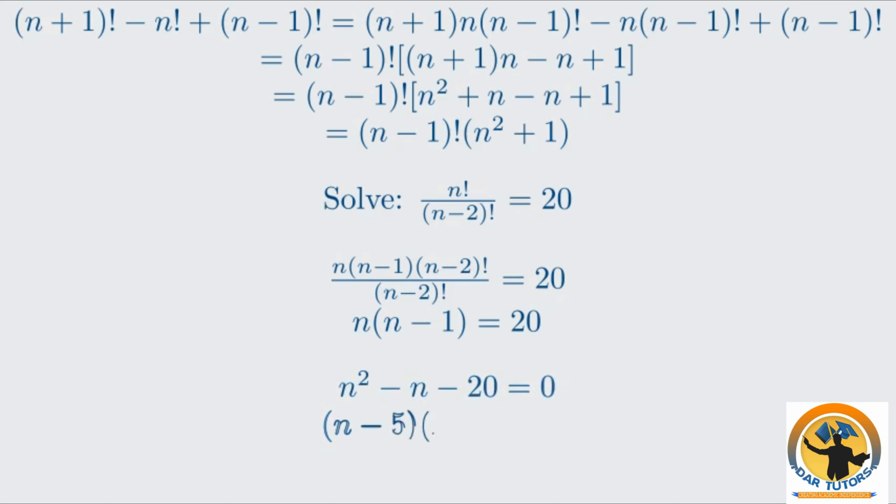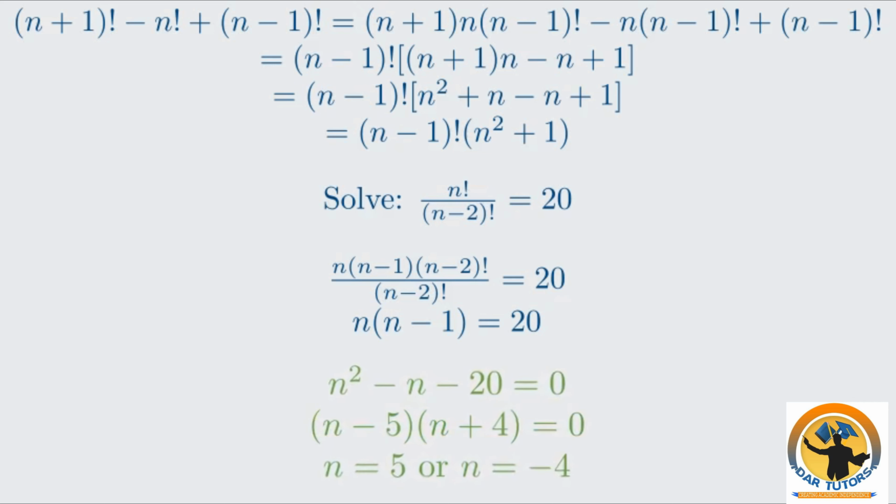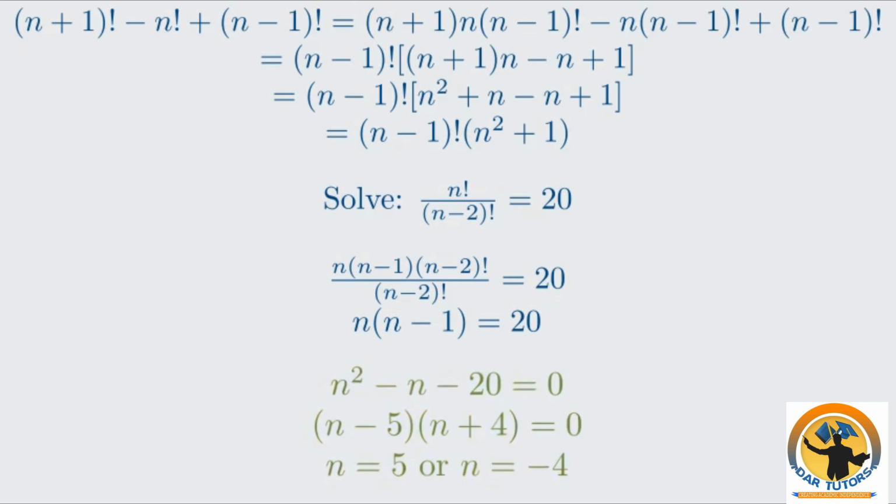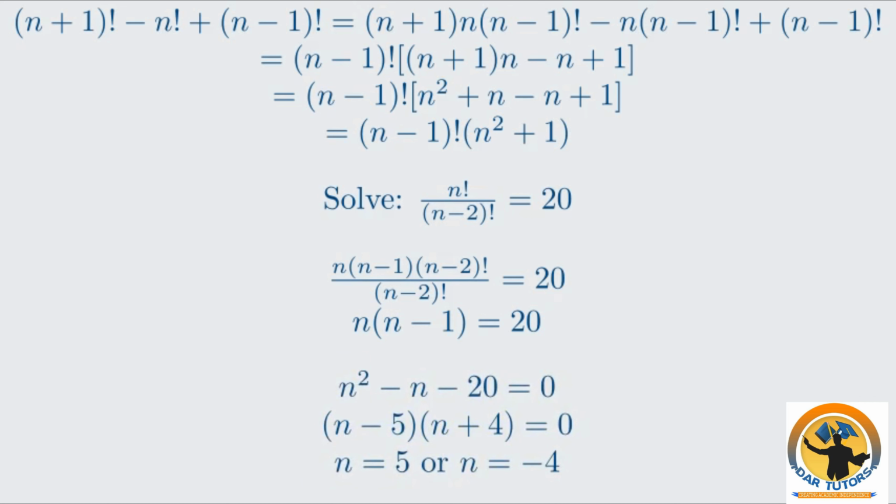Factoring this gives (n minus 5) times (n plus 4) equals 0. The solutions are n equals 5 or n equals negative 4. However, n must be a positive integer for factorials to be defined in this context. So the only valid solution is n equals 5.